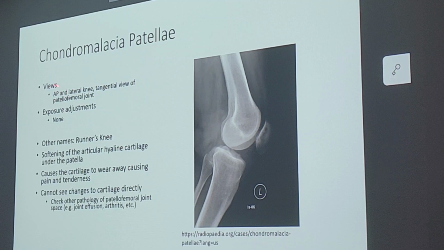So we'll do AP and lateral knees exactly as we expect. We may also do views of the patellofemoral joint. In this case, something like our sunrise view.